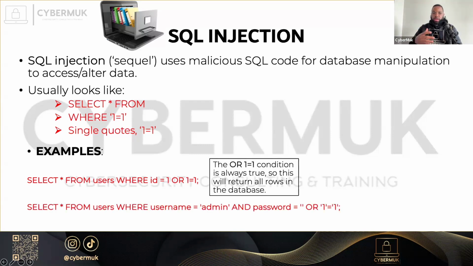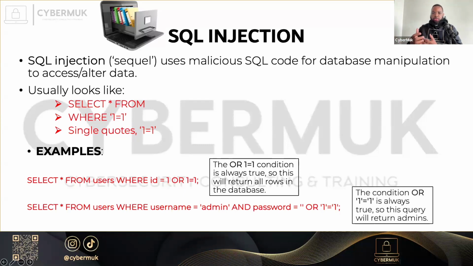So another one: select star from where username equal admin and password equal or 1 equal 1. This is just to show how, with a simple query, someone like a cyber criminal can retrieve multiple rows of a database or even everything within the database, depending on how well the website is coded.